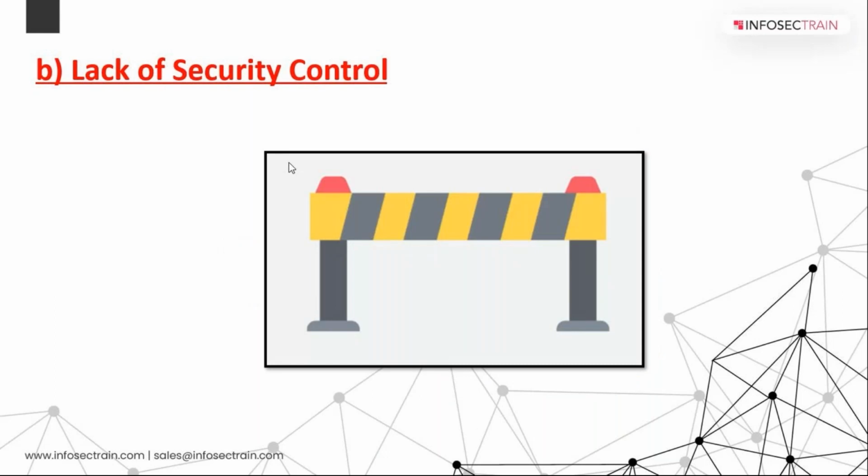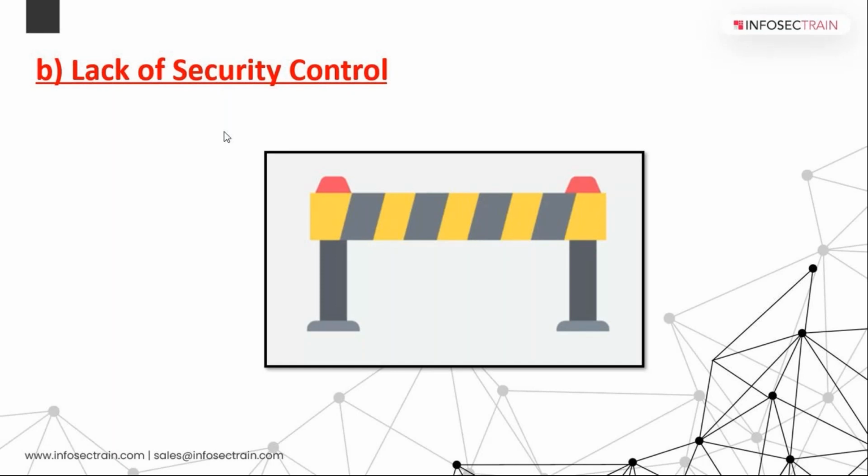Another one we have in place, a physical security threat, is called lack of security control. In lack of security control, the security controls we have are like your CCTV cameras, barricades, security cameras, gates. If you are in offices, you have seen that there are gates and watchmen. Everything is a security control.